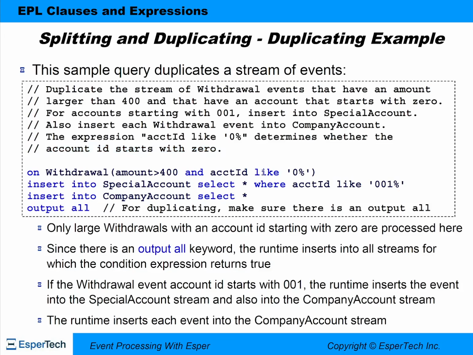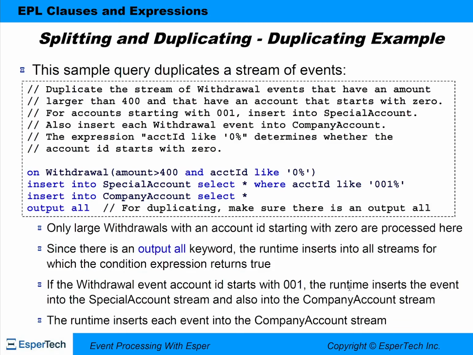On withdrawal(amount > 400 and accountId like '0%'), insert into SpecialAccount select * where accountId like '001%'. Insert into CompanyAccount select *. Output all. Only large withdrawals with an account ID starting with 0 are processed here. Since there is an output all keyword, the runtime inserts into all streams for which the condition expression returns true.